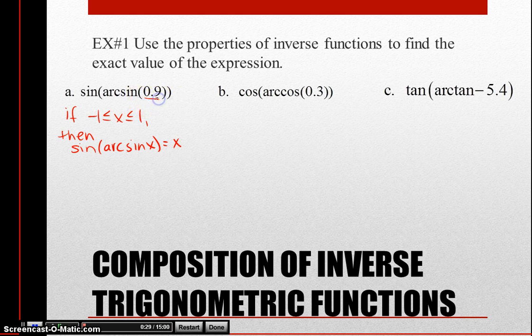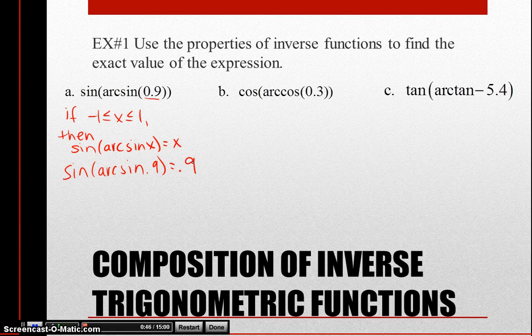In our example, we see that 0.9 is between -1 and 1, so the sine of the arcsine is going to be equal to 0.9 via the definition. The sine of the arcsine of 0.9 is equal to 0.9.